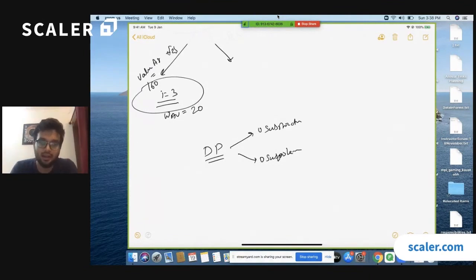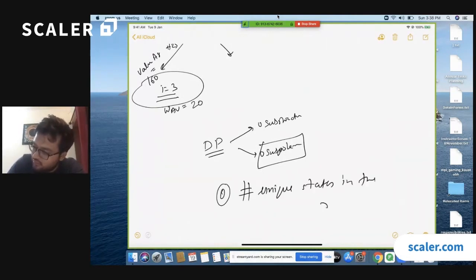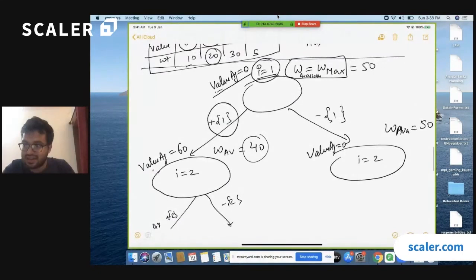The answer to that can be figured out by looking at the number of unique states that you have in this recursion tree. So try to find out the number of unique states in this recursion tree. Try to find that out, folks. Every state here is defined by three parameters: value aggregated, I, and W max.